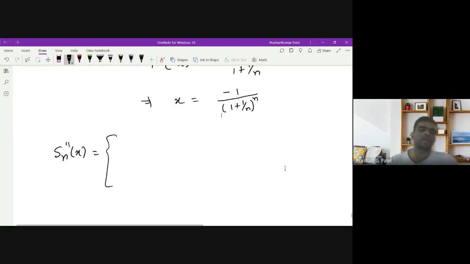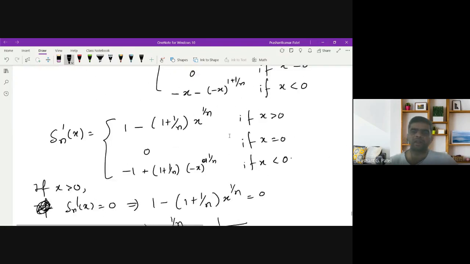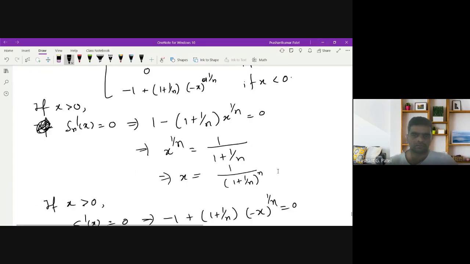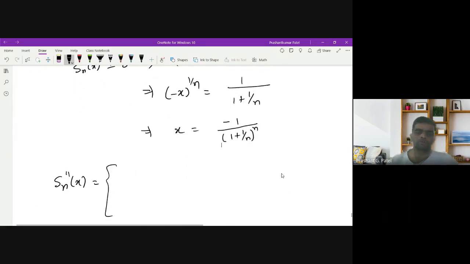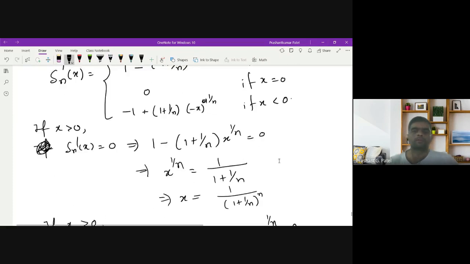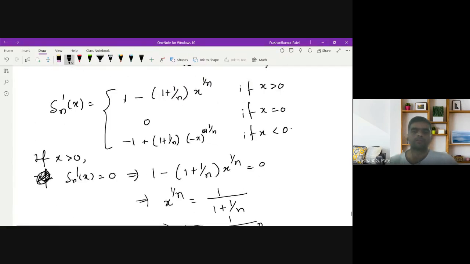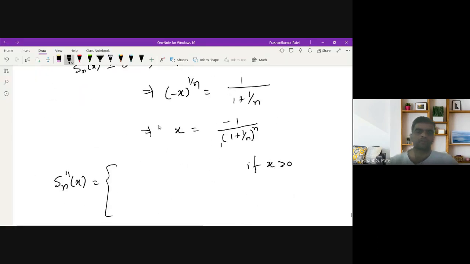And how to calculate the Sn double dash of x? By taking the derivative of this. If x is positive, then the derivative of this one is 0, and this 1 by n comes down, so it is minus of 1 plus 1 by n, 1 by n into x power 1 by n minus 1. If x is equal to 0, the thing is 0.